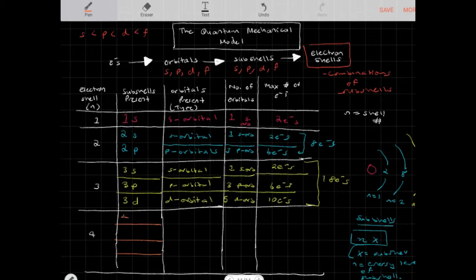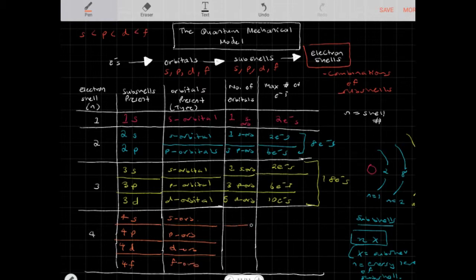So we're going to have the 4s subshells. There's an s subshell, there's a p subshell, there's a d subshell, and there's an f subshell. So in the s subshell, we have an s orbital. In the p subshell, we have a p orbital. In the d subshell, we have d orbitals that make it up. And in the f subshell, we have f orbitals.